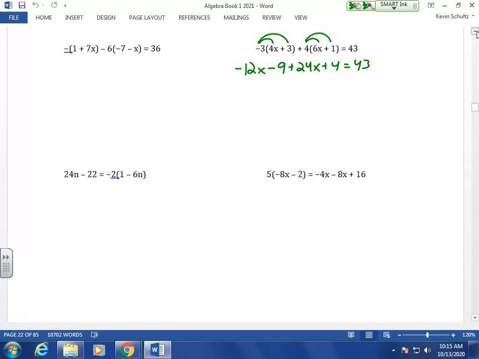What comes next? Will? Combine like terms. What do we have? -12x, +24x. Total, that gives us 12x's. -12 plus 24 is +12. And then we have our constants, -9. Don't forget about that sign. +4. -9 plus 4 is -5. So we have 12x minus 5 equals 43.